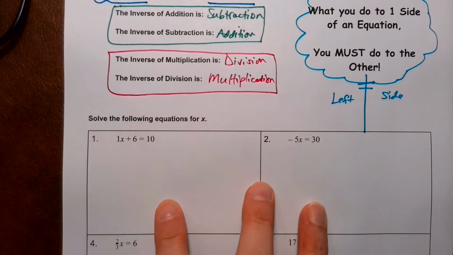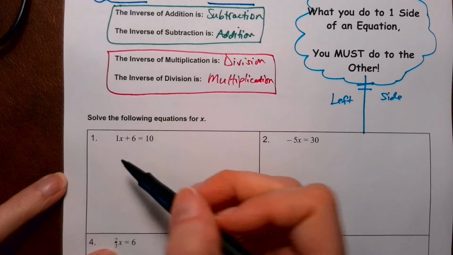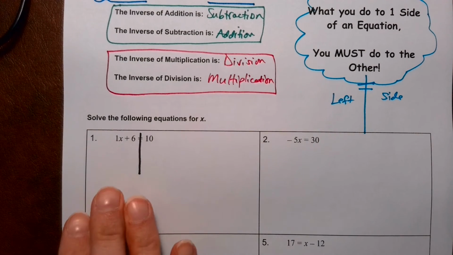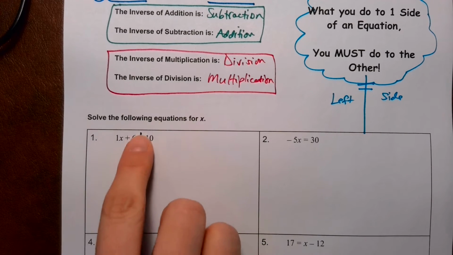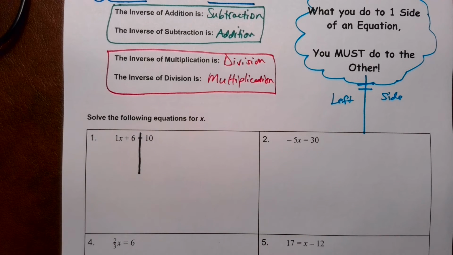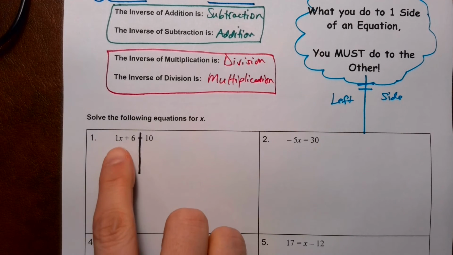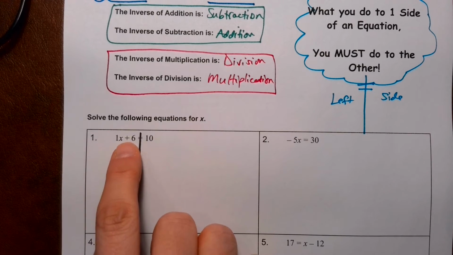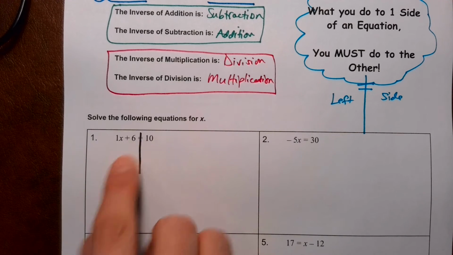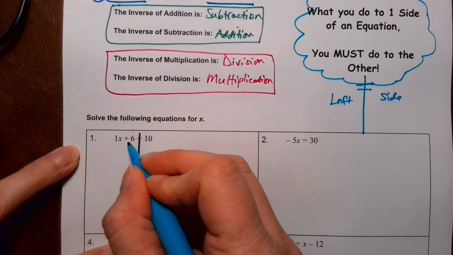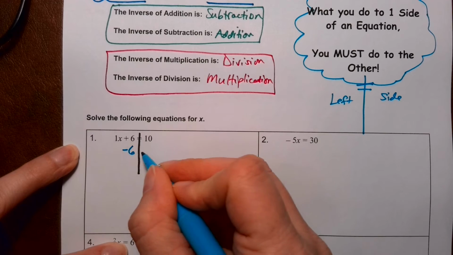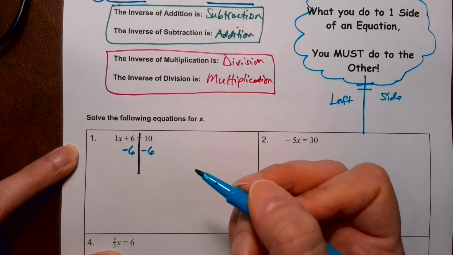The first thing I'm going to do is find the equal sign and draw the bar. That's not necessary, but a lot of people like it. If you don't want to put the bar and you can remember that that's where the sides are, that's fine. I noticed there's just one x, and x has plus 6. 6 is being added, so I'm going to do the inverse. The inverse of adding would be to subtract. If I subtract on the left side, I have to subtract on the right side.